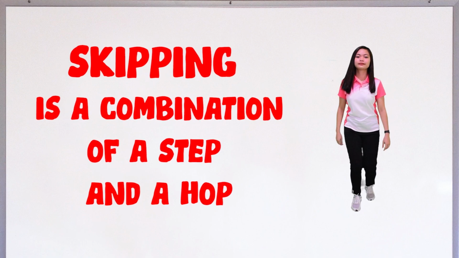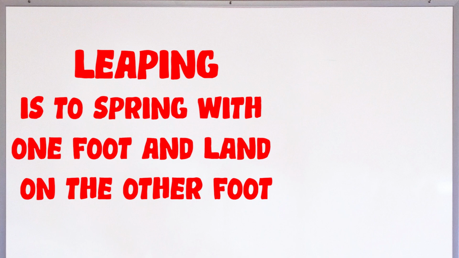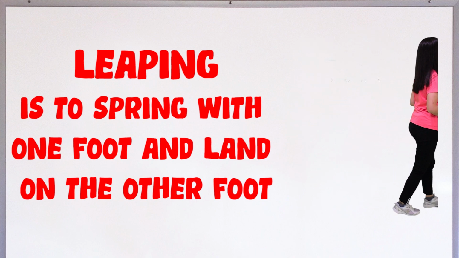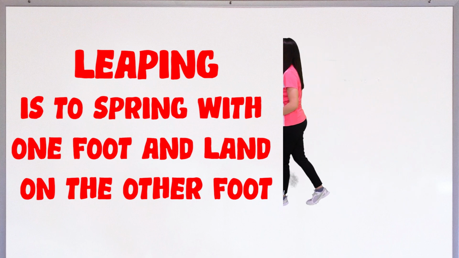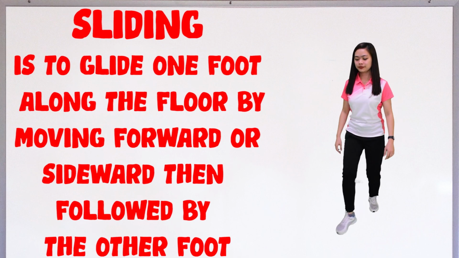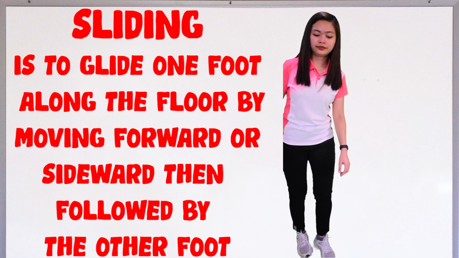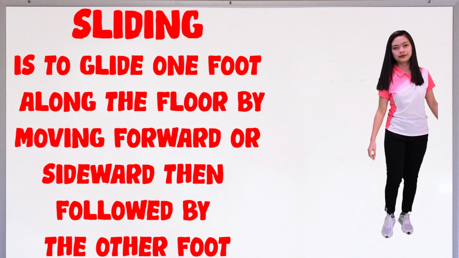Skipping. A combination of a step and a hop. Leaping. Spring with one foot and land on the other foot. Galloping. One foot leading followed by the other foot. Sliding. Glide one foot along the floor by moving forward or sideward, then followed by the other foot.